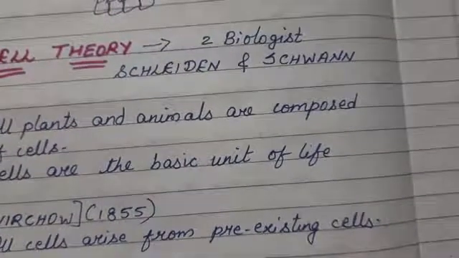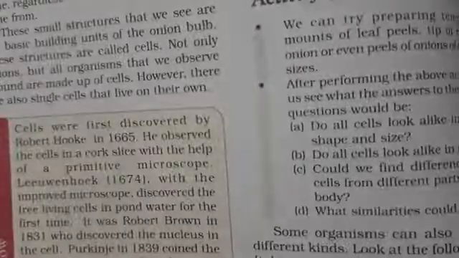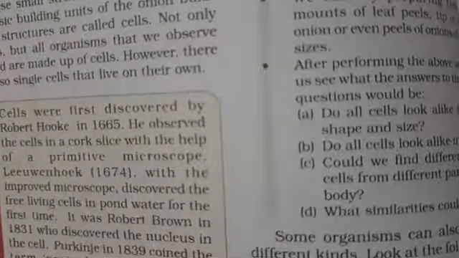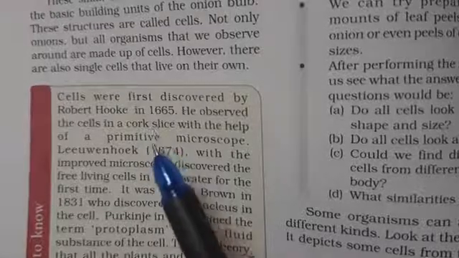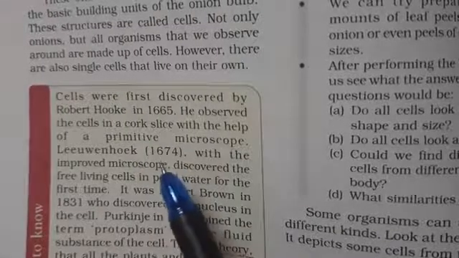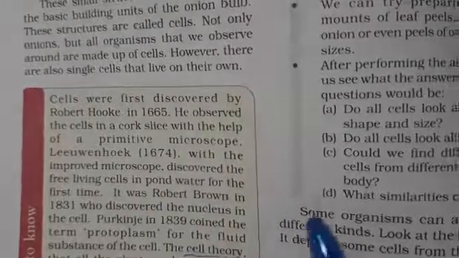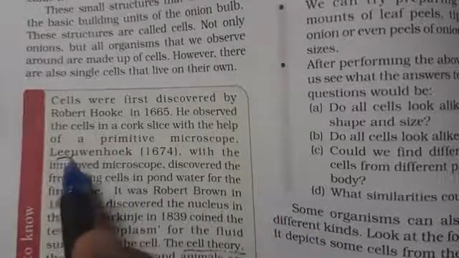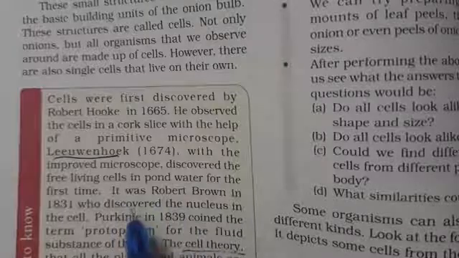Then there were a few more scientists, like Leeuwenhoek. Robert Hooke, who discovered the cell, had a very primitive type of microscope, and he saw the cork cells. But later on, it was Leeuwenhoek in 1674 who, with an improved microscope, saw the proper structure of cells, living cells in pond water, for the first time.